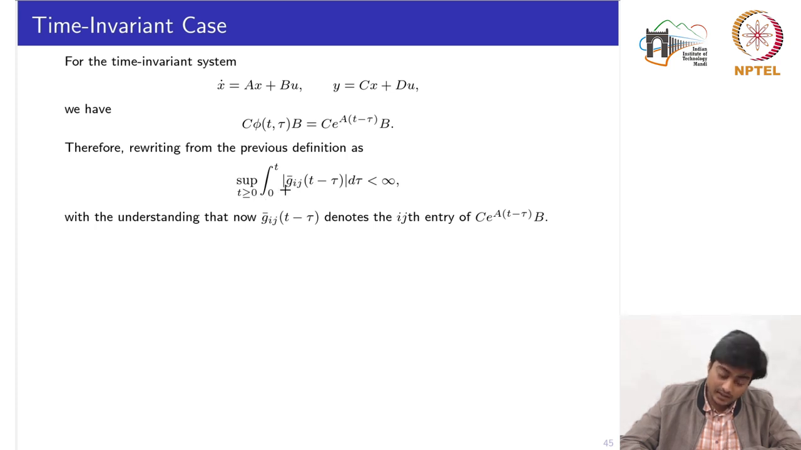Okay. So therefore, rewriting from the previous definition, we can rewrite it as the supremum of the integral of this integrand should be bounded. Basically, it is the impulse response, that the impulse response should be bounded, with the understanding that now this part denotes the ijth entry of this matrix.